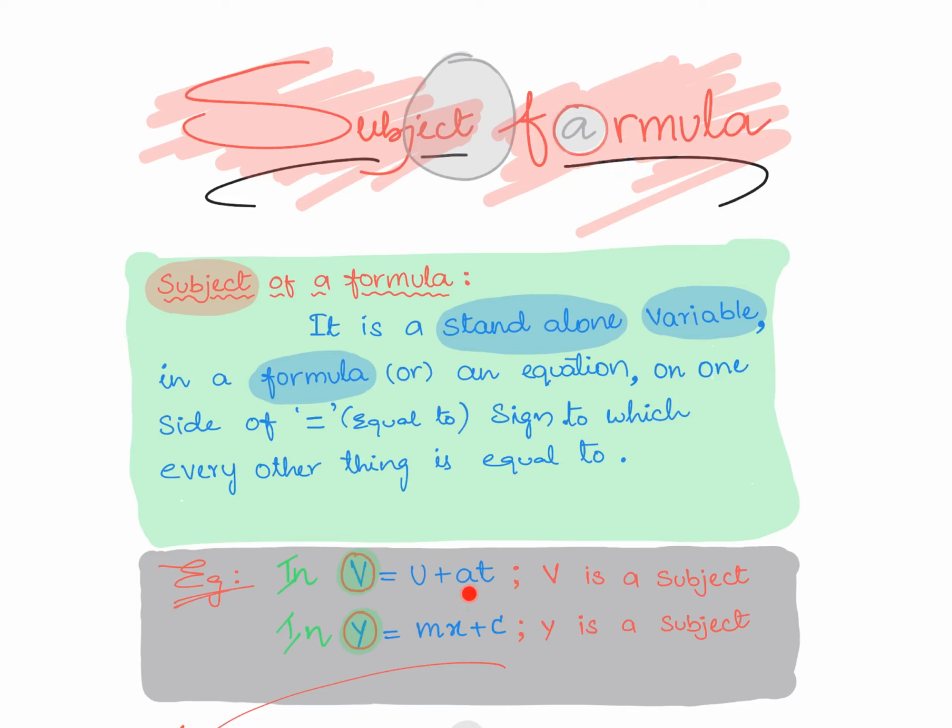In the equation or formula v equals u plus at, v is called the subject of the formula because this v is standing alone on one side of the equal to sign. Along with v there is nothing else; it is standing alone, so we call it the variable which is equated with the rest of the things. So a standalone variable is called the subject. Now if you come to the equation y equals mx plus c, y is called the subject of the formula because it is standing alone, a variable to which all the rest of the things are equated. So the thing which is standing alone on one side of the equal to sign can generally be called the subject of the equation or formula.